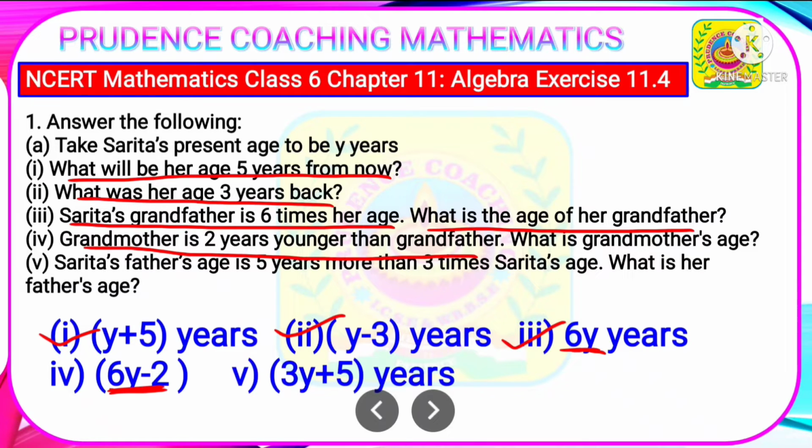Next question. Sarita's father's age is 5 years more than 3 times Sarita's age. So 3 times Sarita's age is 3y plus 5, as it is said 5 years more. So answer will be 3y plus 5 years.